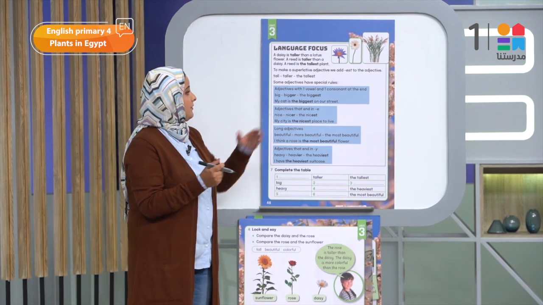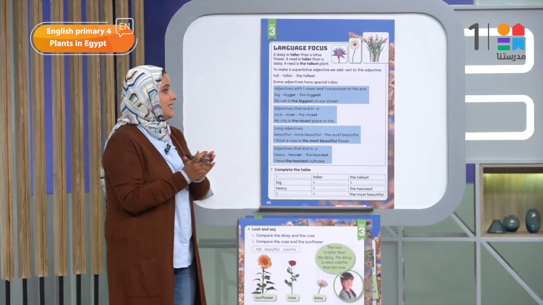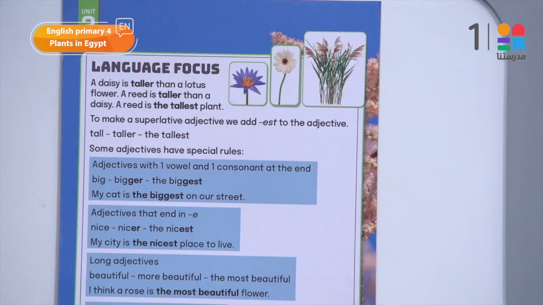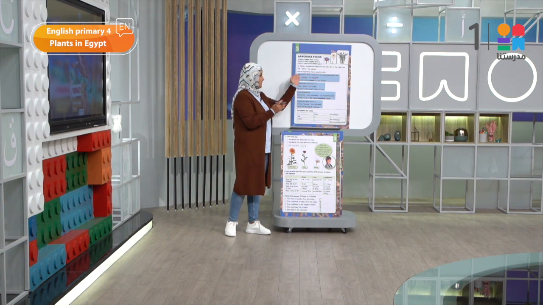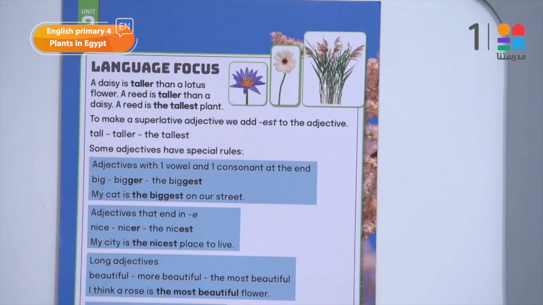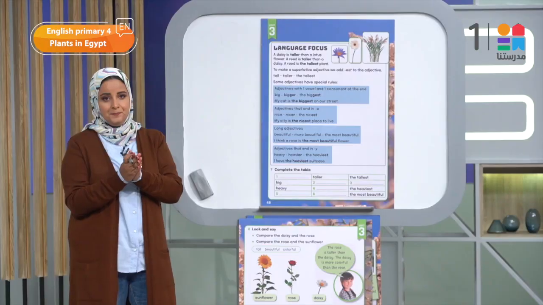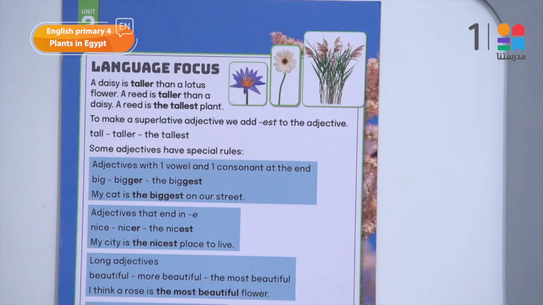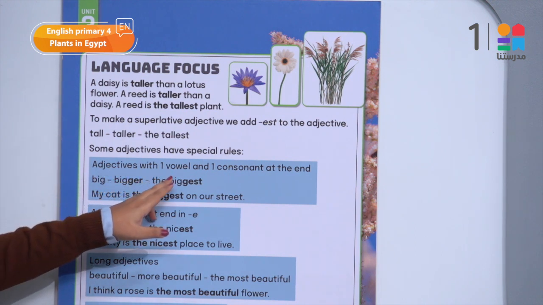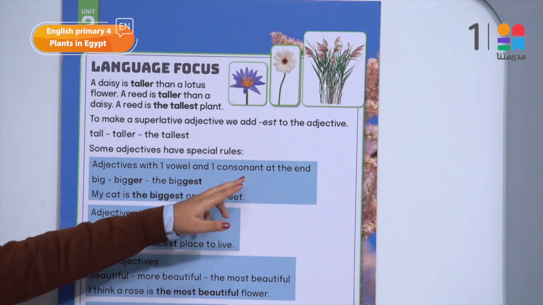To make a superlative adjective, we add est to the adjective, like tall will be taller, and then to form the superlative, it will be the tallest. Let's read some adjectives that have special rules. Big, bigger, the biggest. What did we do here? The adjectives with one vowel and one consonant at the end.